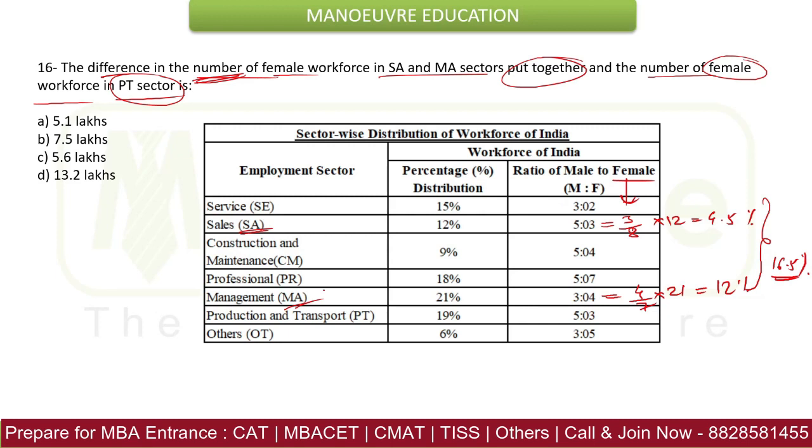And female workforce in PT sector, that is production and transport. In production and transport we'll have 3 by 8 into 19, that will be 57 by 8, so it will be 7.125%. So we have to compare this difference, 16.5 and 7.125. So what will be the difference over here?